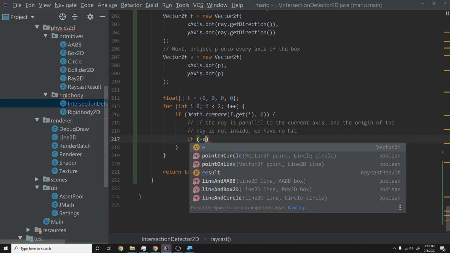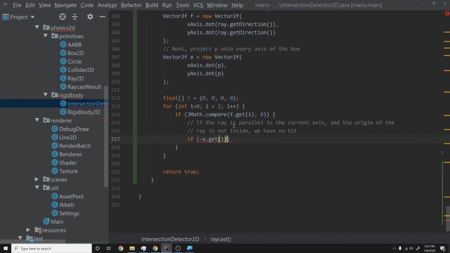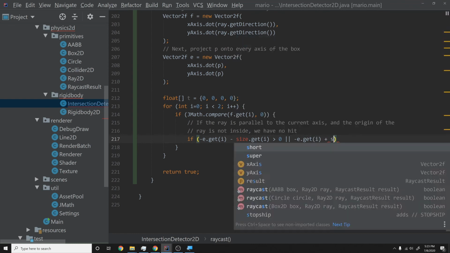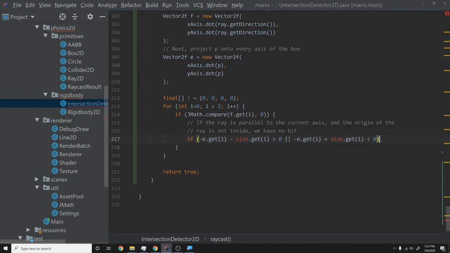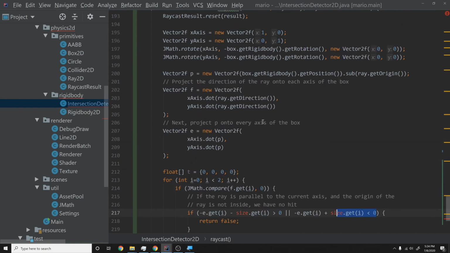So we'll say if negative e dot get I minus size dot get I, and we'll get that size variable in just a second, is greater than 0, or negative e dot get I plus size dot get I is less than 0, return false. And so what we're doing here is we're basically checking to see if the length from the vector's origin to the box's edge is not within the half size, then it's outside of the box. And so we're just checking that here with this less than 0 and greater than 0.